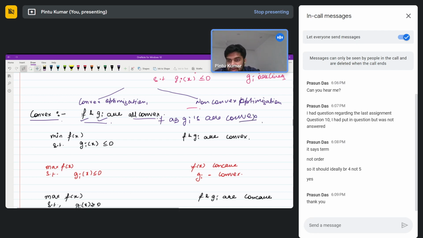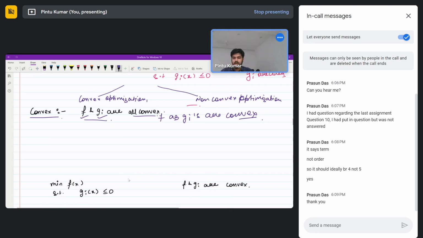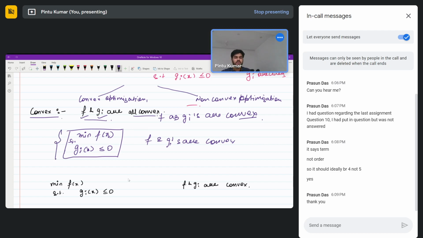Remember, when we talk about this definition of convex, we talked about the optimization problem in a specific form. That form is minimize f of x, gi of x less than or equal to 0. If you are able to write your programming problem in this form and your f and gi's are convex, then you can say that your programming setup is a convex optimization.